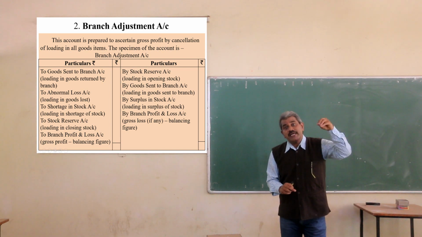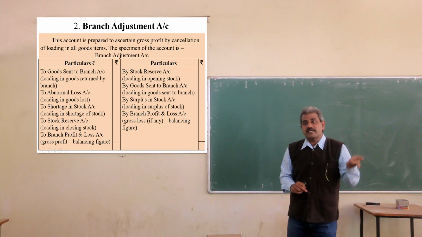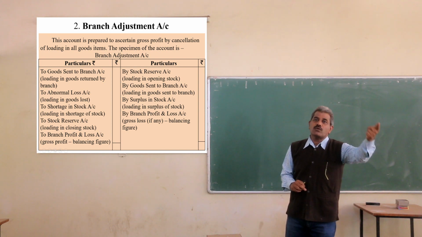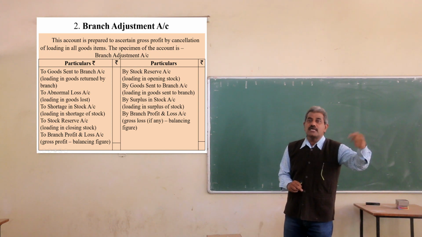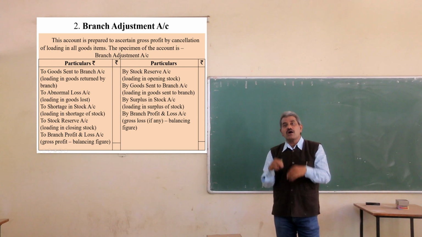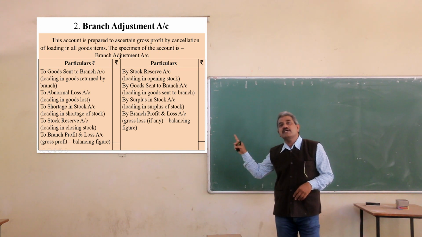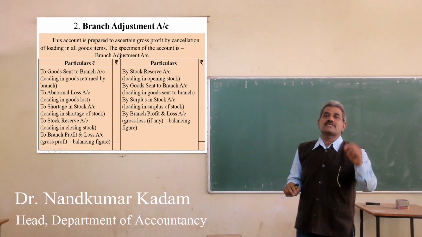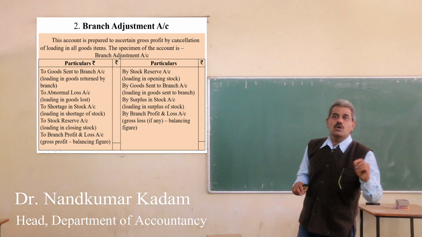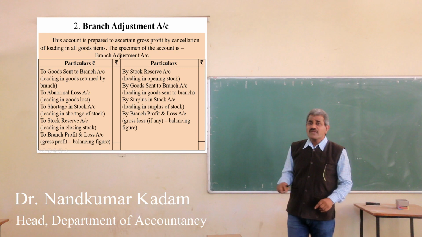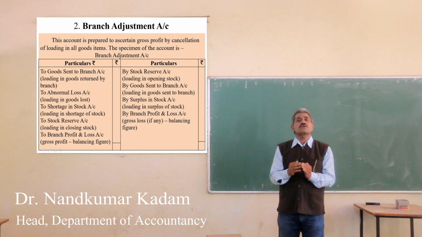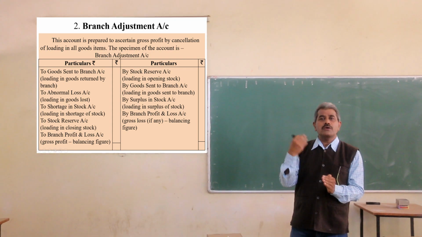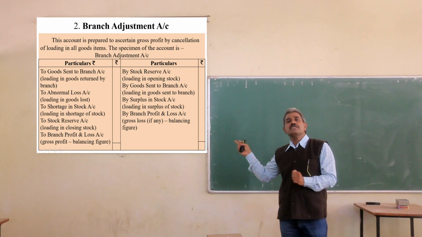The loading included in these goods items, when the goods are sold at invoice price or selling price, is cancelled in this account. This account is prepared only for that purpose, that is cancellation of loading. How to cancel the loading? You just have to give the opposite effect.